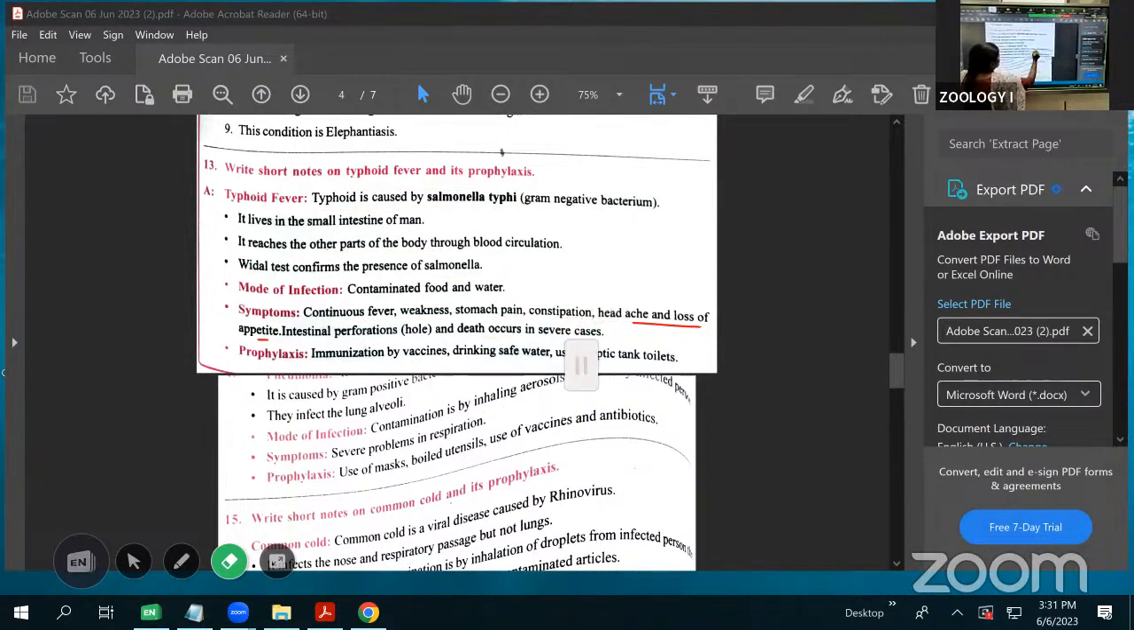Salmonella typhi, a gram negative bacteria, is causing typhoid fever.